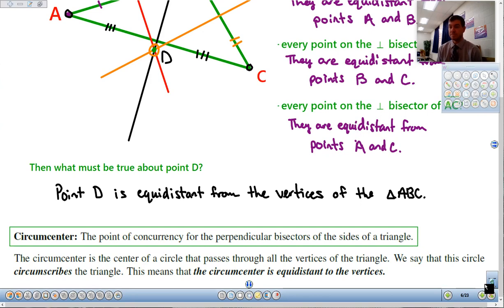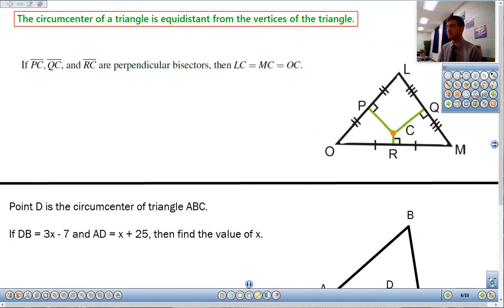So what we found was the circumcenter. That's the point of concurrency for the perpendicular bisectors of the sides of a triangle. The circumcenter is the center of a circle that passes through all the vertices of a triangle. We say this circle circumscribes the triangle. This means the circumcenter is equidistant to the vertices. And that's what we're going to note from that, is that the circumcenter of a triangle is equidistant from the vertices of a triangle.